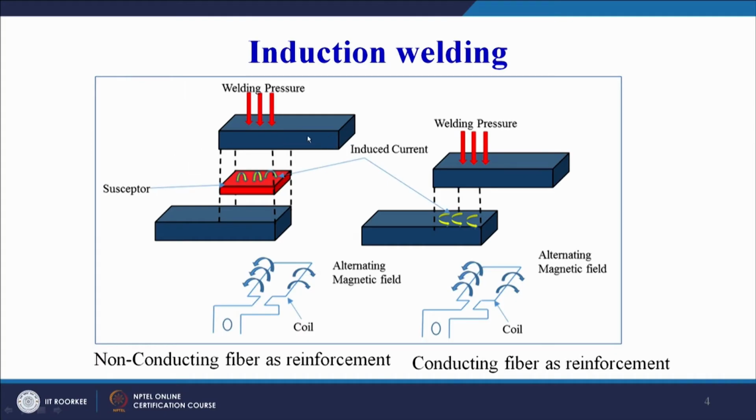This is our composite part 1, this is our composite part 2. So we have two composite parts and we want to join them using the induction heating effect. If the fibers in the composite are non-conducting, as clearly written for non-conducting fiber as a reinforcement, we need to add a susceptor. This blue color plate or sheet is the susceptor, which will facilitate the heating effect, because our fibers are non-conducting.